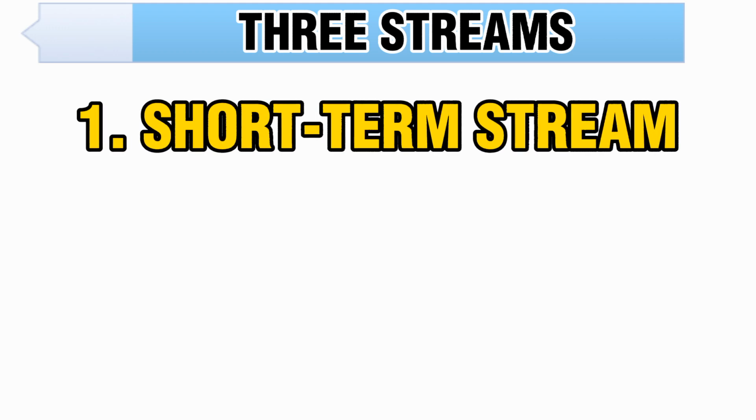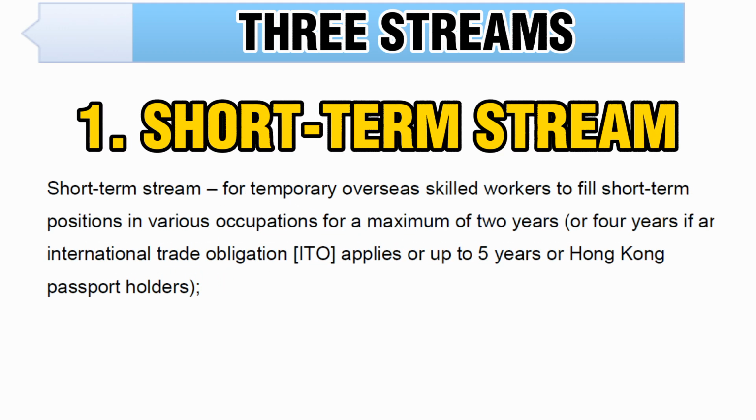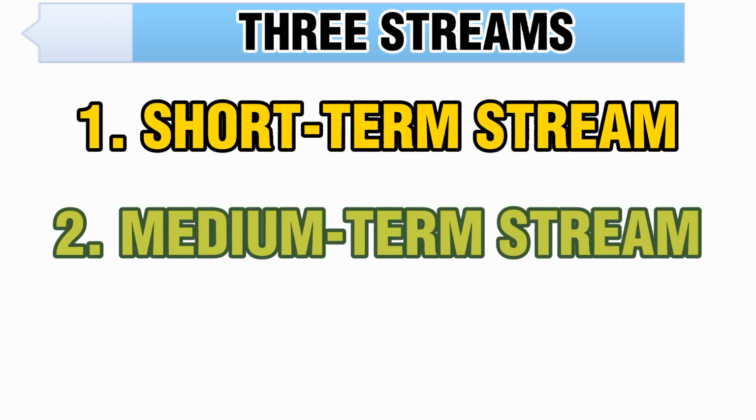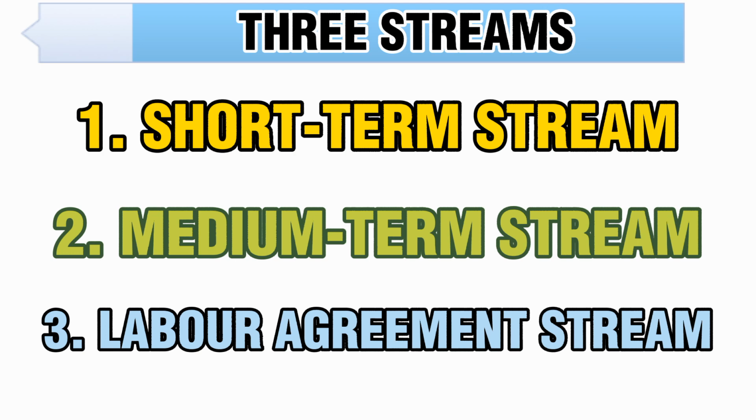Short-term stream is for temporary overseas skilled workers to fill short-term positions in various occupations for a maximum of 2 years. Medium-term stream is for highly skilled overseas workers to fill medium-term critical skills for up to 4 years, with eligibility to apply for permanent residence under employer nomination scheme after 3 years. Labour agreement stream is where an employer has executed a labour agreement with the Commonwealth to source skilled overseas workers, because there is a demonstrated need that cannot be met in the Australian labour market and standard visa programs are not available.